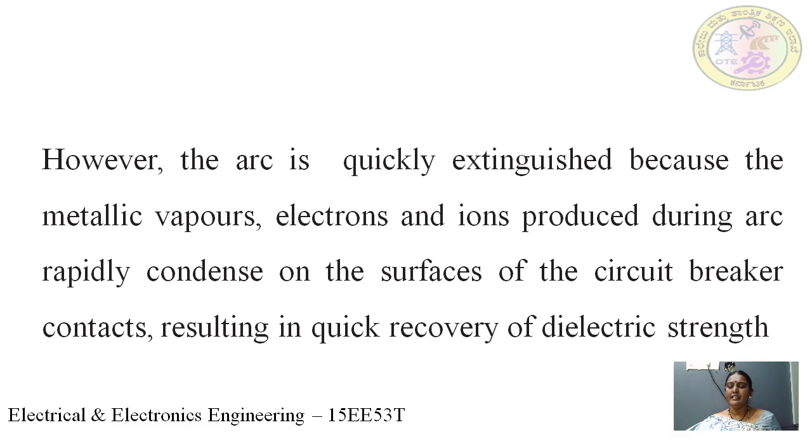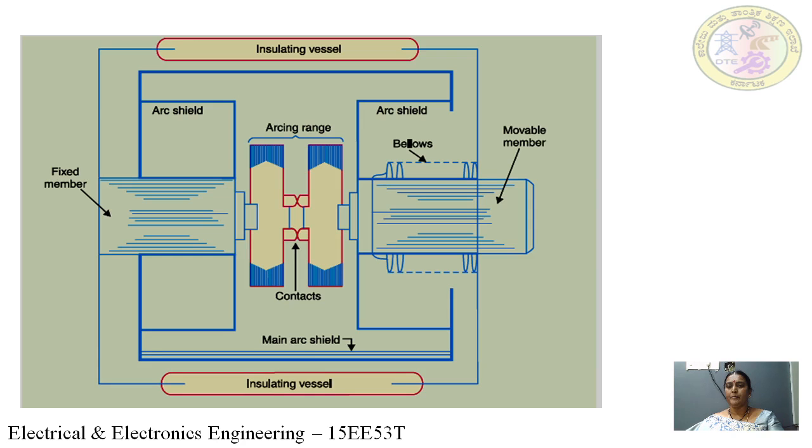That means, due to the ionization there is the presence of an arc. Due to the metal vapor, electrons and ions are condensed on the surface rapidly. This is going to result in the recovery of dielectric strength. Due to the recovery of dielectric strength, there is a quenching of the arc.